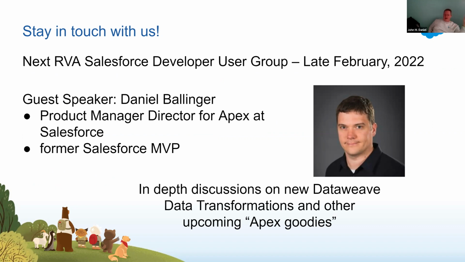In late February, we're going to have the developer user group, and we're going to have a guest speaker, Daniel Bollinger. If you're not familiar with him, he is the director of the Apex product, and he has been a longtime Salesforce MVP, good friends with Ohad and Adam and myself for many years. He's an excellent guy. He lives in a somewhat obscure town on the South Island of New Zealand.